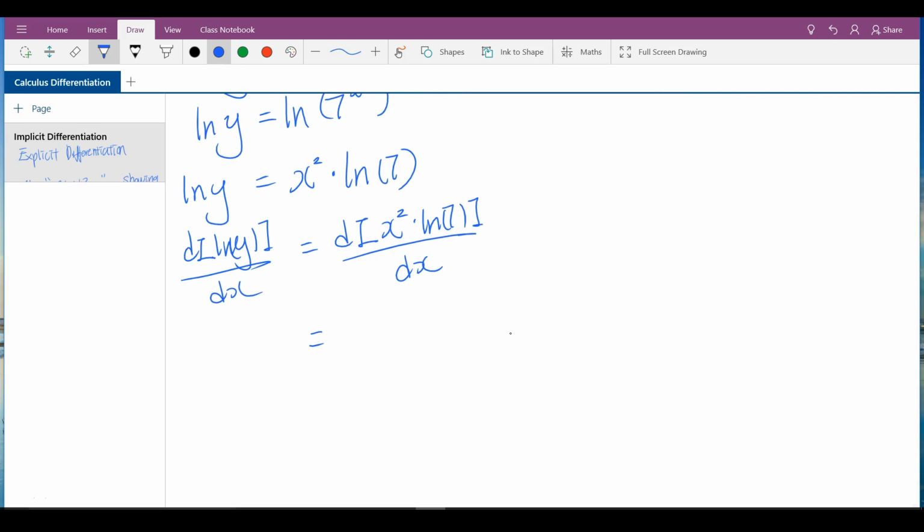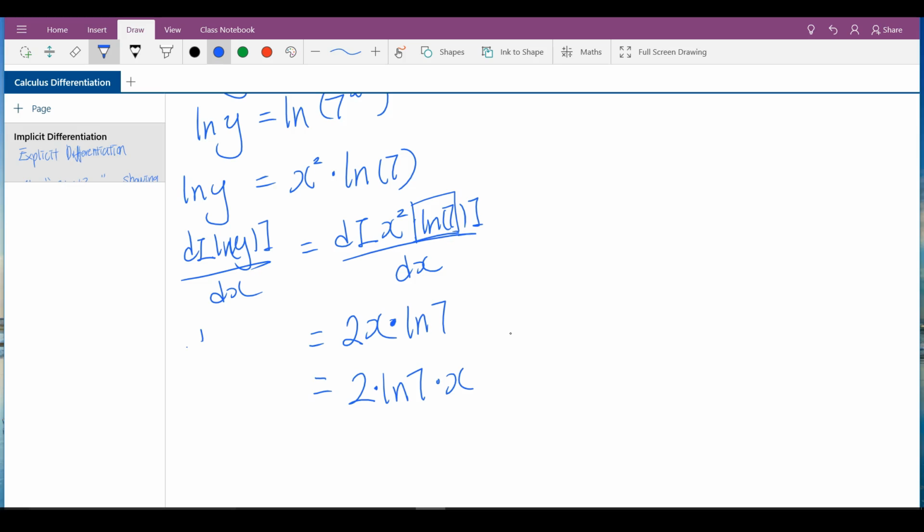What do you get? Remember, this ln7 is just a number. It's just any number. So you will actually get 2x, which is the derivative of x squared, right? And that now ln7 just tags along, and that's the derivative. Or you can write it as 2 ln7 x, to make it look nicer. And whatever we got here is the same.